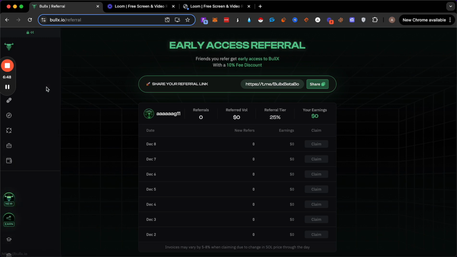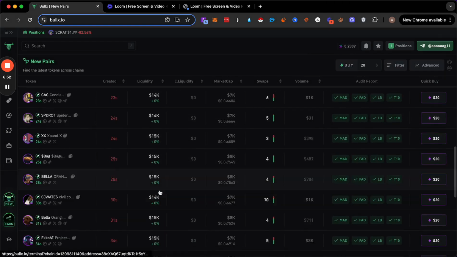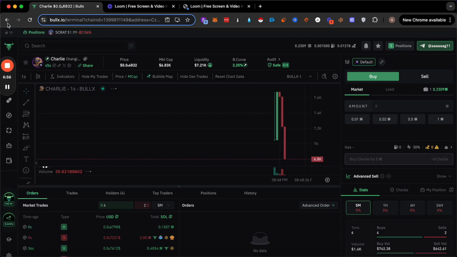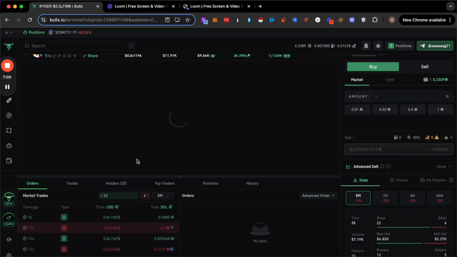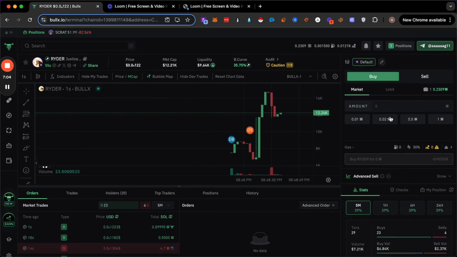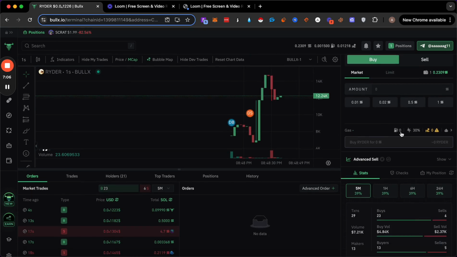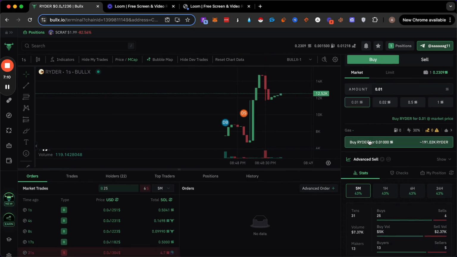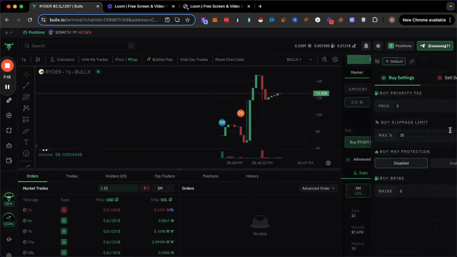So in terms of how to actually trade, let's say I wanted to trade this token, right? Oh, whoops, that's not the one I wanted to click on. The Rider Justice, right? So if I want to trade this, there's a couple of different settings. First, there's the buy side right here. You set the amount that you want to buy. So let's say I want to buy 0.01. Then you can set the gas right here.